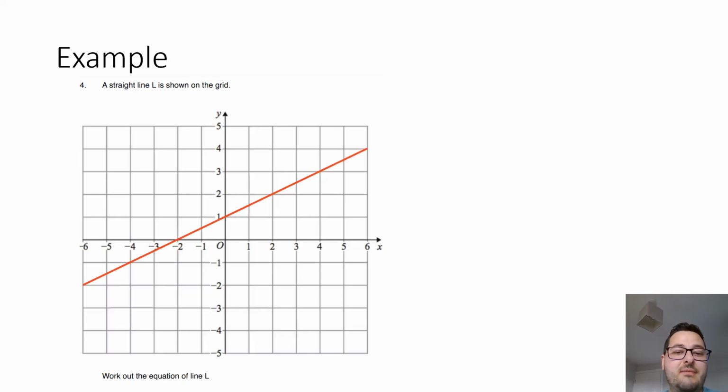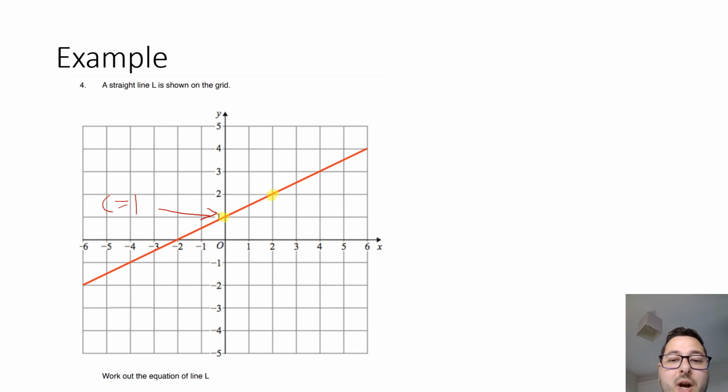All right, next one then. So let's have another go. Now here, it looks like the y-intercept will be the same as in the previous question. So c again is 1. But let's look at the gradient this time. So if we pick 2 points, let me highlight them instead. So we've got 1 there and 1 there.